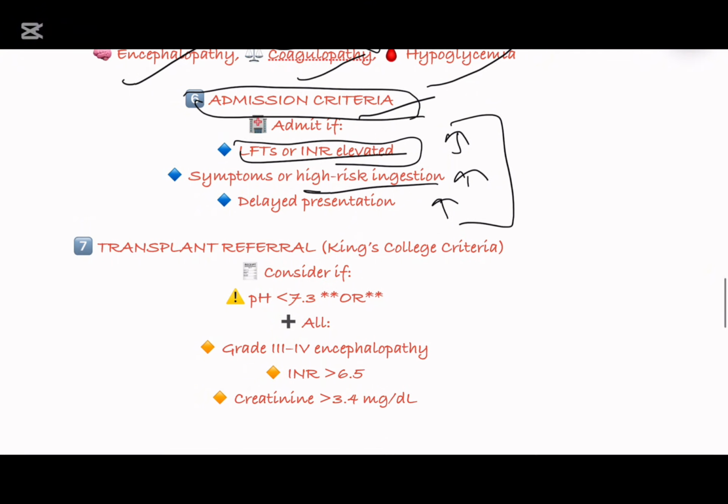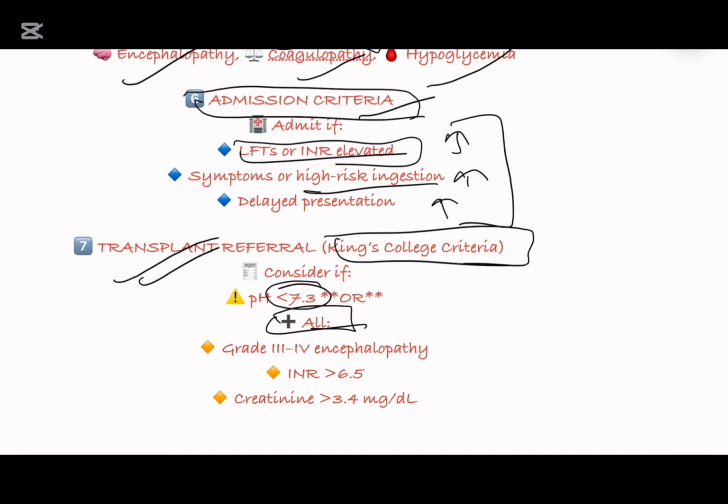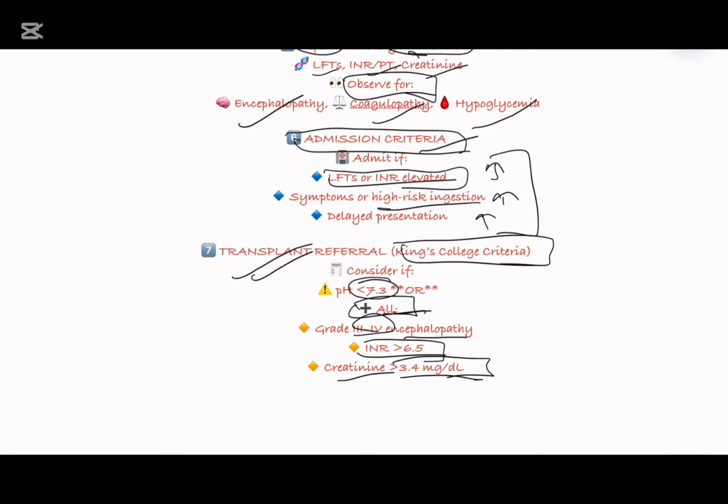And we have the King's College criteria for liver transplantation. In the ABG, if the pH is less than 7.3, plus grade 3 or 4 hepatic encephalopathy, INR more than 6.5 and creatinine more than 3.4 milligram per deciliter, that is the criteria for liver transplantation.